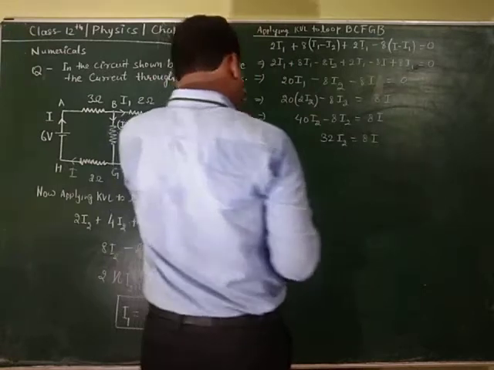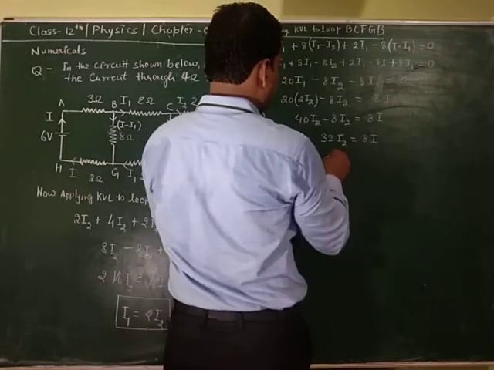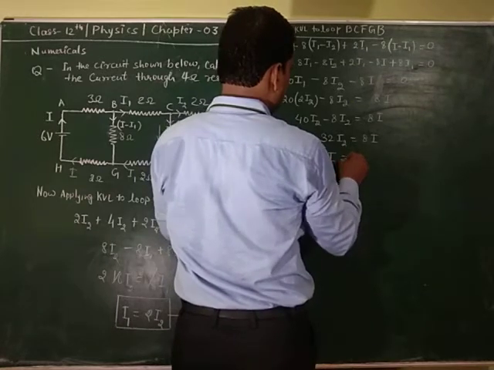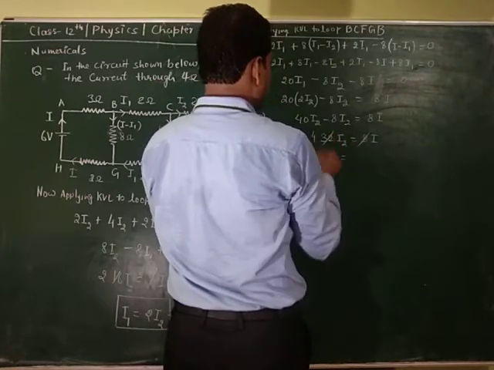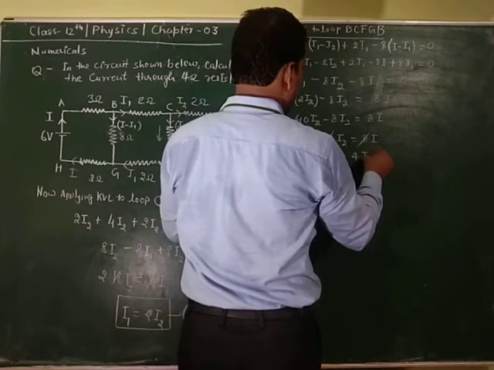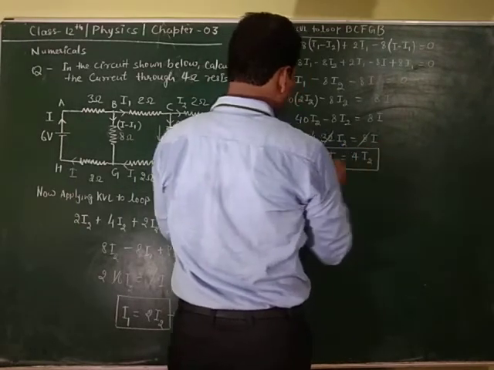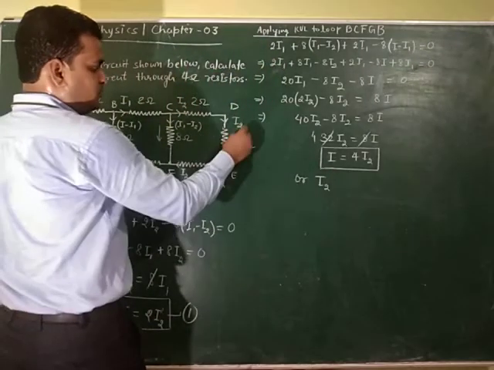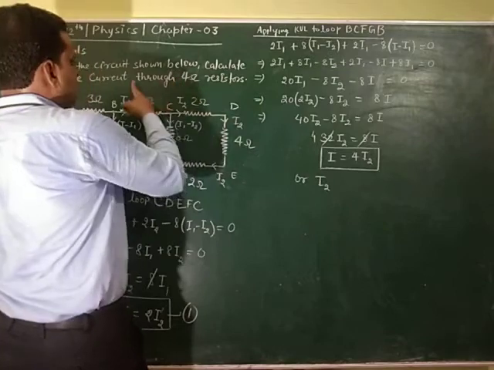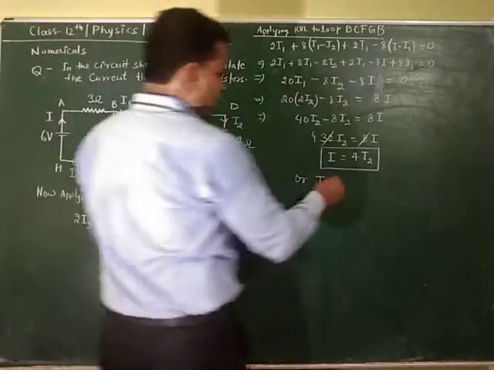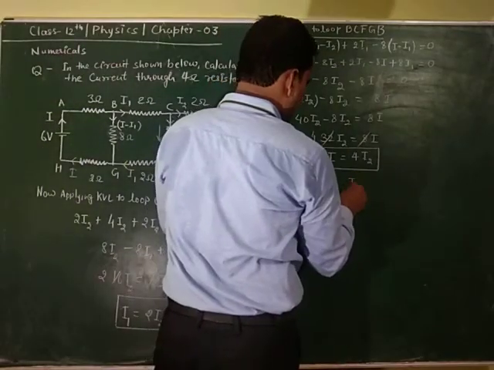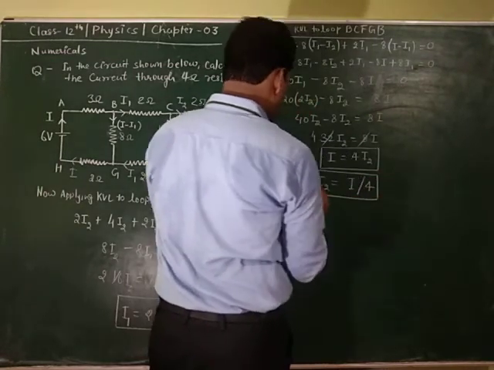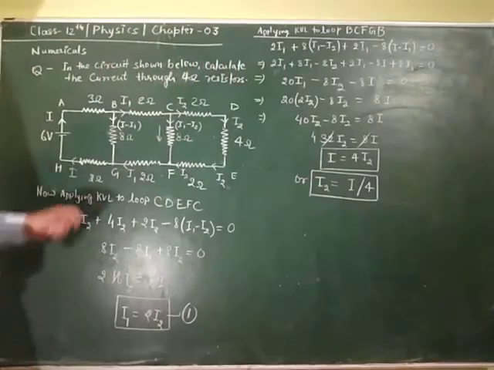And here we can calculate I is equal to 4I2, or mainly we have to calculate I2, na, because the question has asked to calculate the current in the 4 ohm. So I2 is equal to I divided by 4.